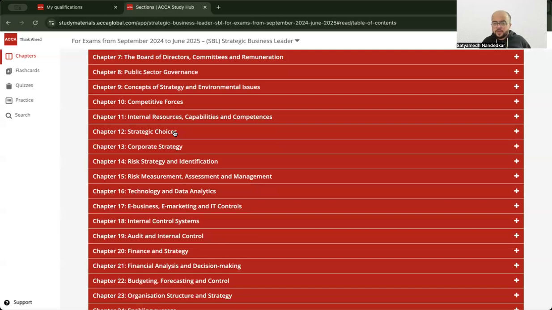Strategic choice and corporate strategy will focus on the direction that the business entity as a whole is supposed to take. Risk, there is a unit on risk strategy and identification, and risk measurement, assessment, and management.